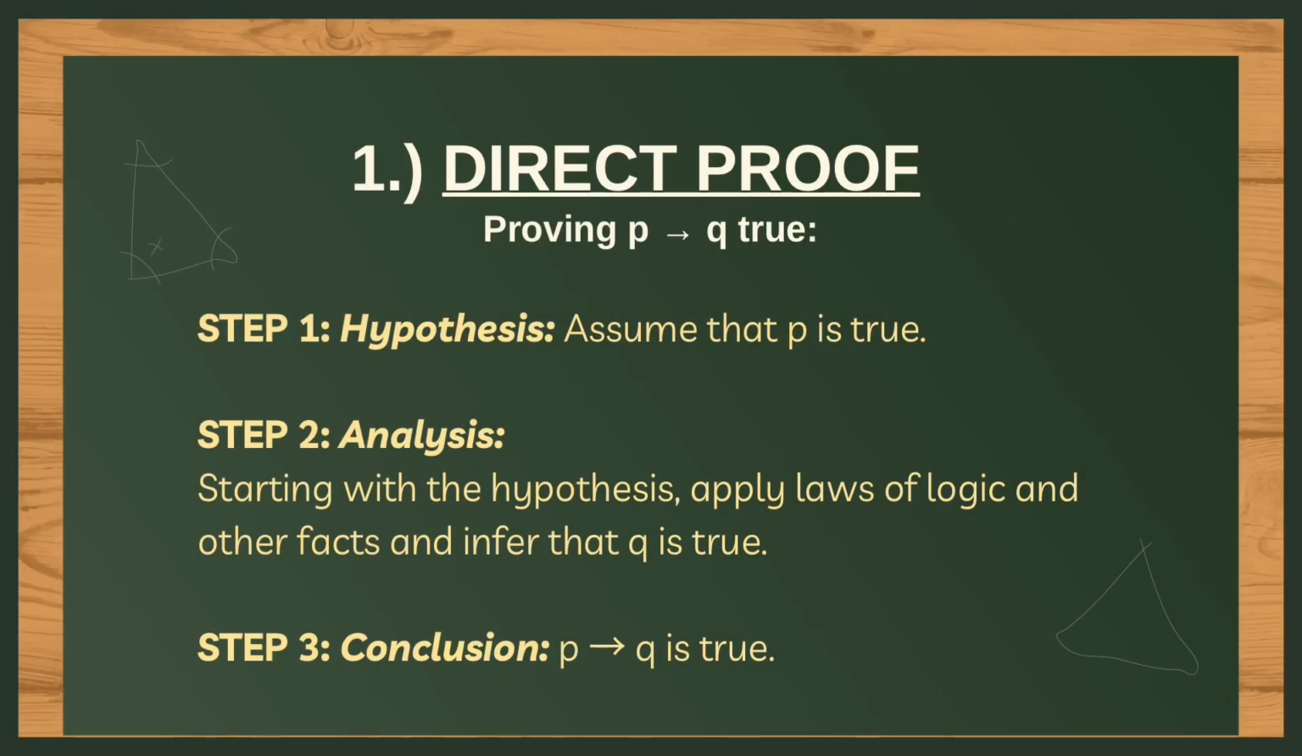Direct proof. Proving if P then Q true. Step 1. Hypothesis. Assume that P is true. Step 2. Analysis. Starting with the hypothesis, apply laws of logic and other facts and infer that Q is true. Step 3. Conclusion. If P then Q is true.